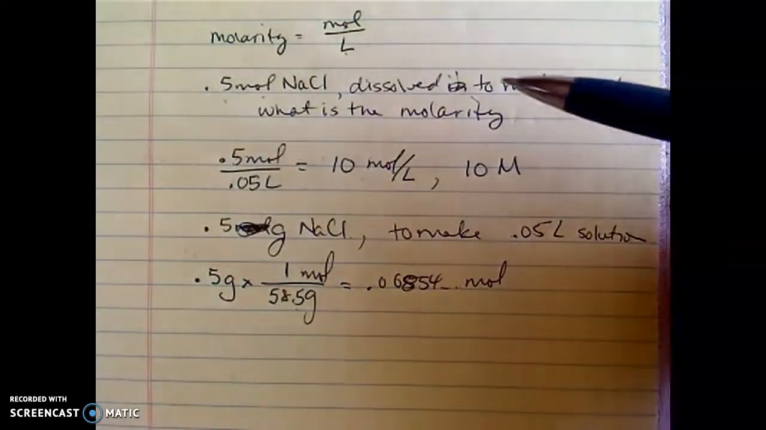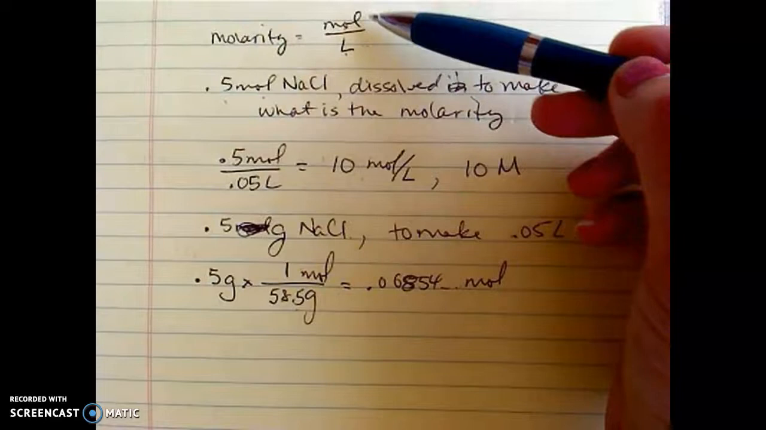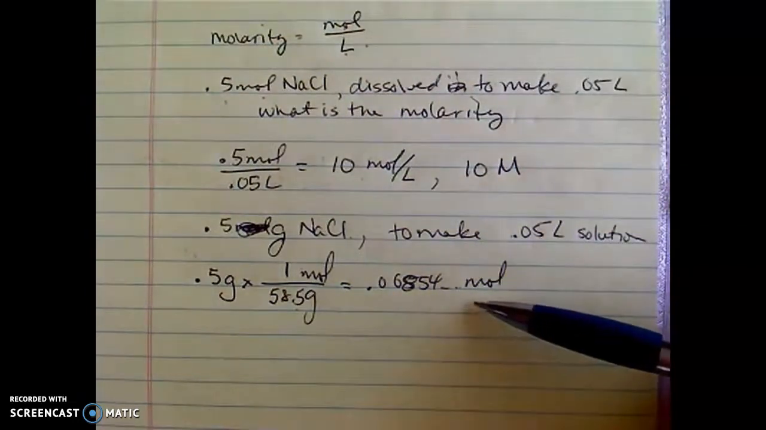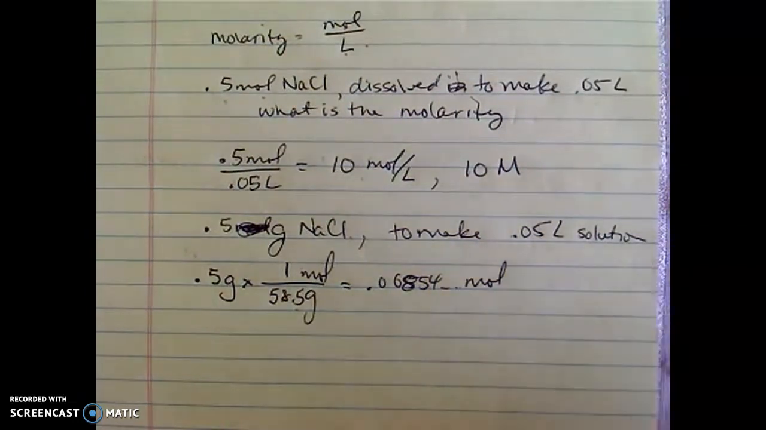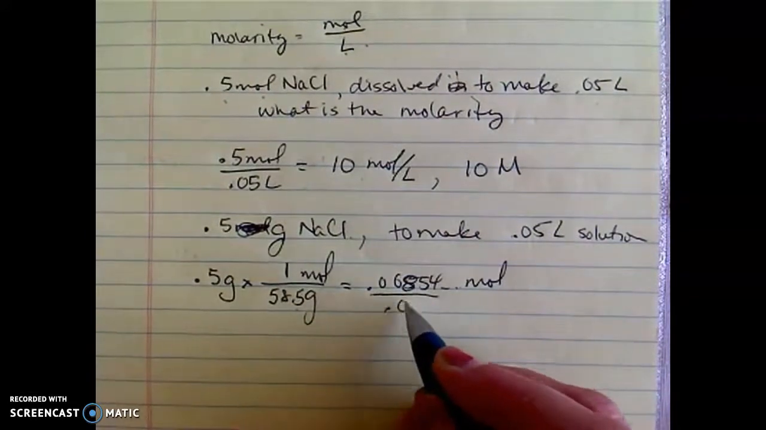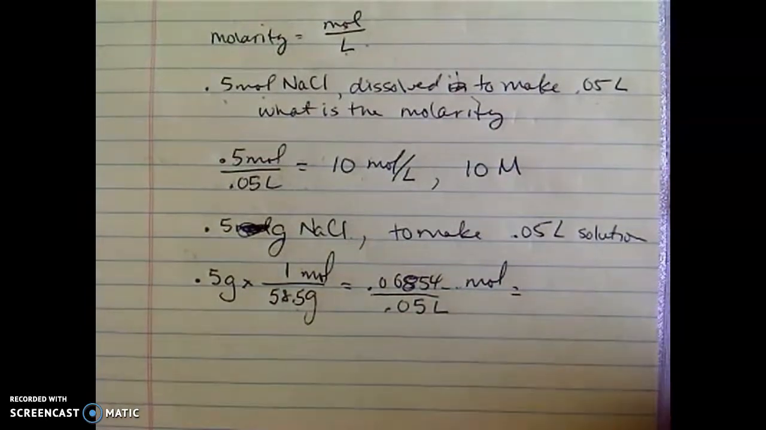So my next step is I'm trying to find molarity. So I need to take my moles and divide by the number of liters that I'm trying to get. So I'm trying to get 0.05 liters. So I'm just going to leave that number on my calculator and go 0.05 liters. I'm going to divide those.